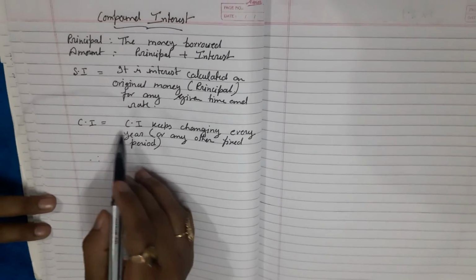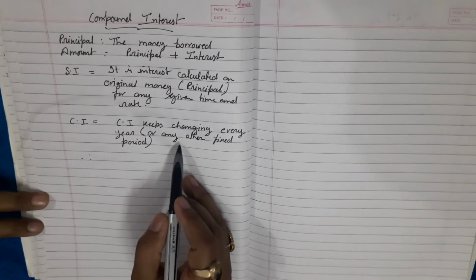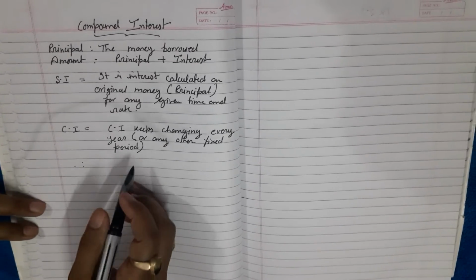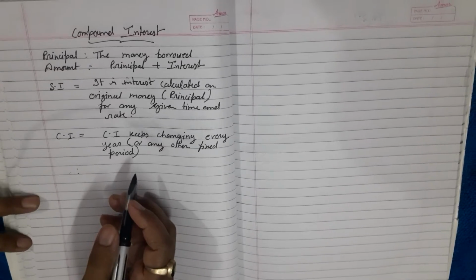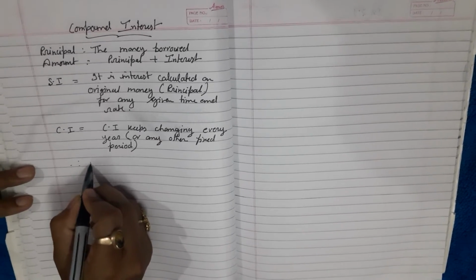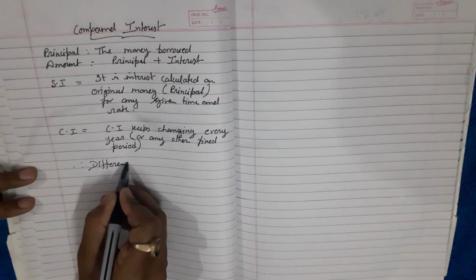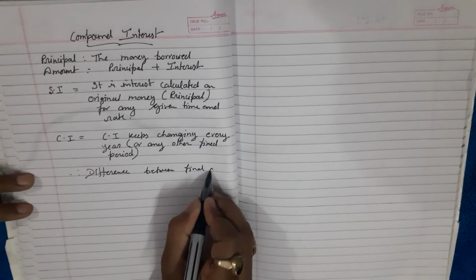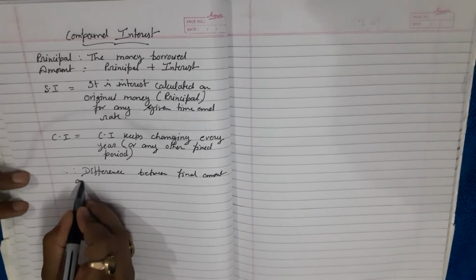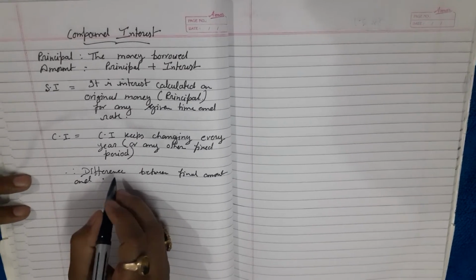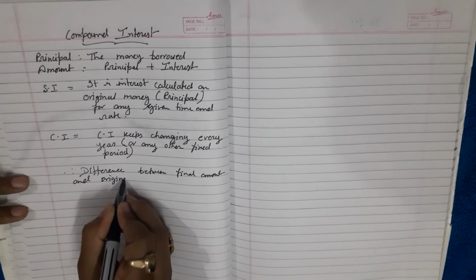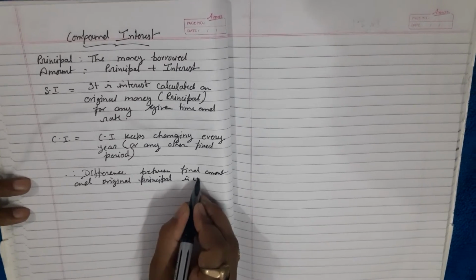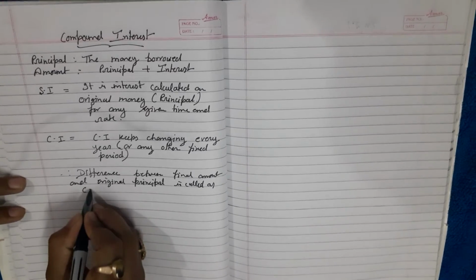Then what is compound interest? Compound interest keeps changing every year or any other fixed period. It may be half yearly or quarterly. So we can say that difference between final amount and the original principal is called compound interest. You may write: difference between final amount and original principal is called as compound interest.